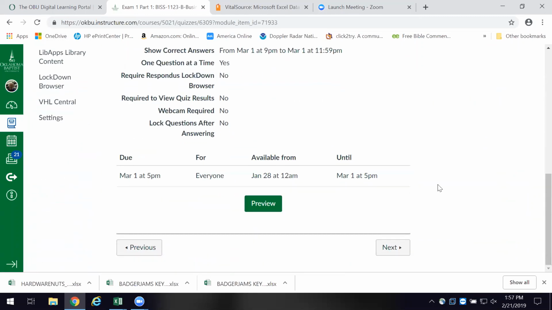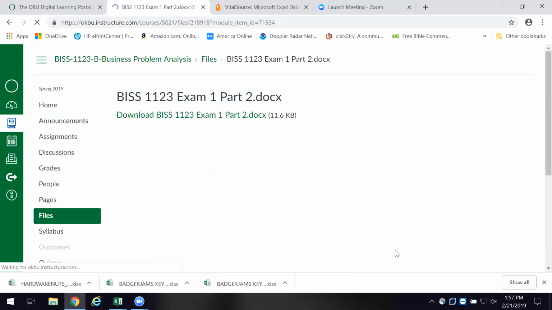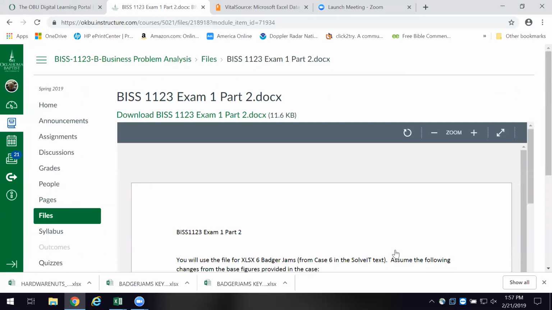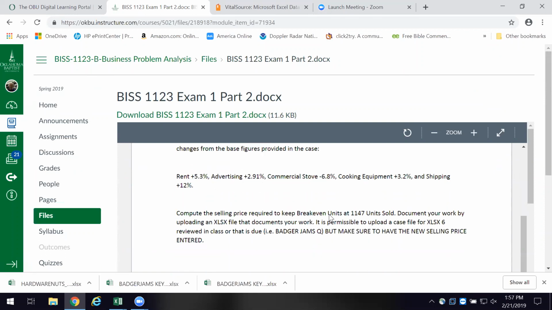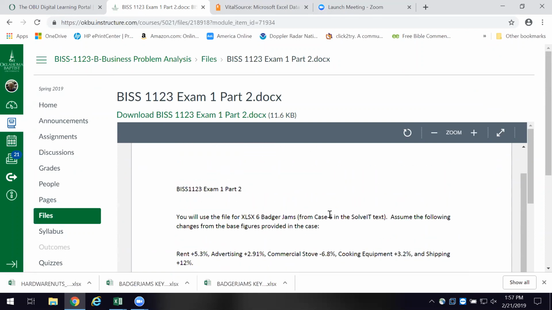Now, the next thing, you also have an exam 1, part 2, and I want to spend a little bit of time. This is the hands-on part of the exam. And you'll notice here, I start off this first, we use the file for Badger Jams, okay? That's the case where we did the break-even analysis, okay? Let's go in there for a moment.